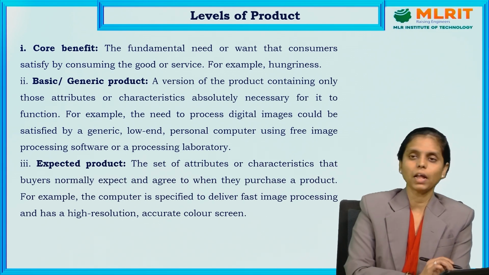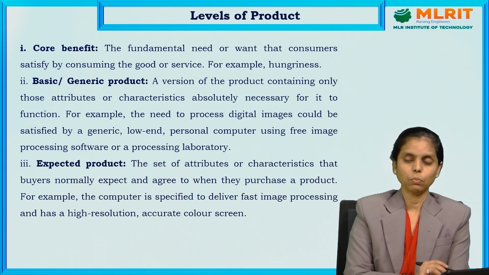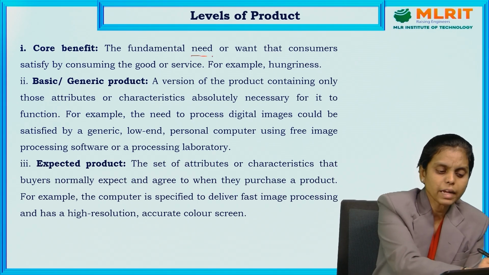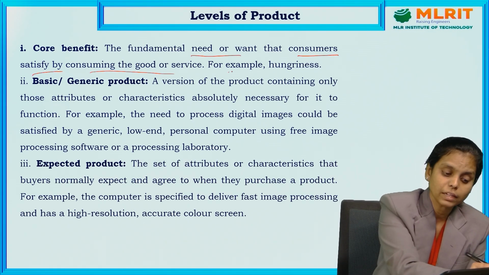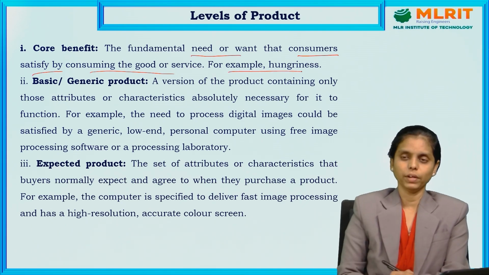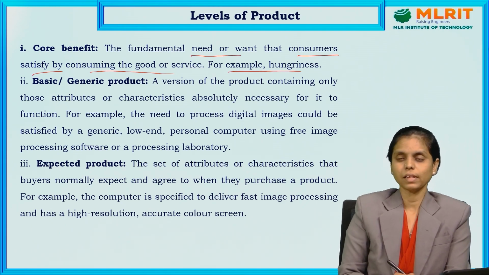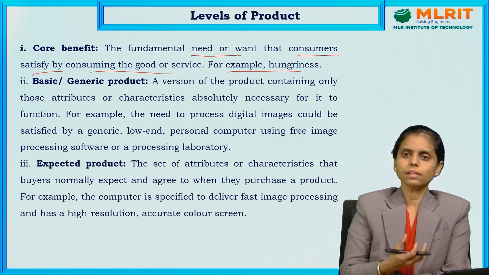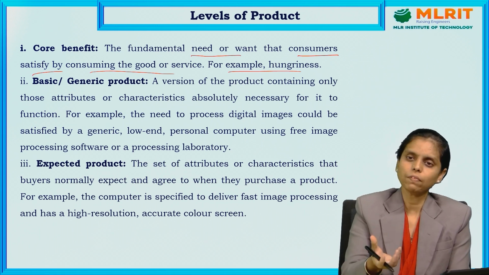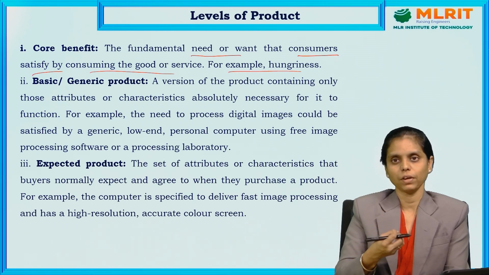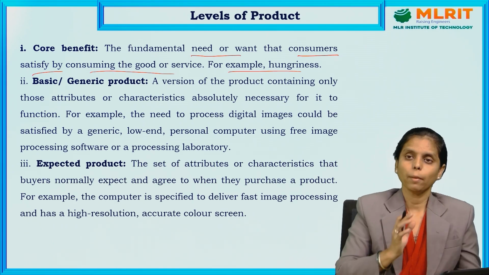The first level, as we said, is the core level. What is the core level? The fundamental need or want that consumers satisfy by consuming either the good or service, that we call the core level. For example, hunger. Hunger is the need of an individual that needs to be addressed. How can we fulfill the hunger? By providing different types of food. Food is the core level here.